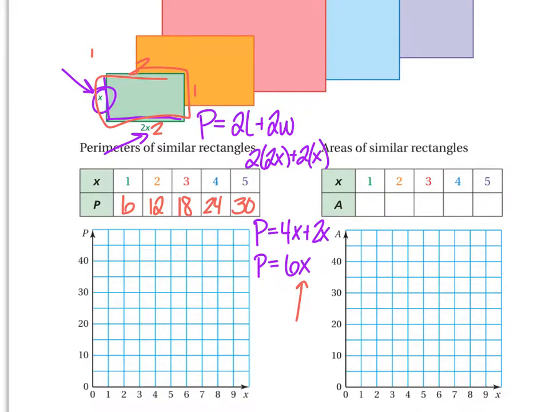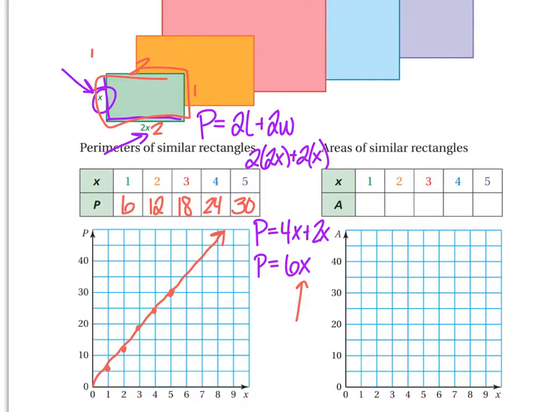First of all, when we put in 1 for x, we got 6. So I'm going to say that's just about right there on this graph. 2, 12 puts us right around there. 3, 18 puts us right around here. 4, 24 and 5, 30. And you can see that these points are all in a line.